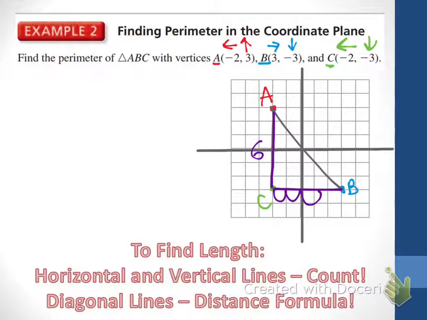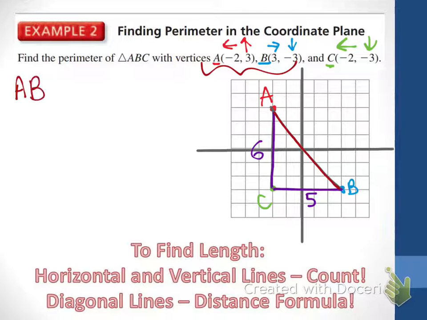The horizontal line at the bottom: 1, 2, 3, 4, 5. 5. It's totally fine. All right, and then the last one, you cannot count the boxes of a diagonal line. So what do we have to do? The distance formula. This is why it mattered that we labeled our points. Because what 2 points will I find the distance between? A and B. Just A and B. Sometimes it might be A and C or B and C, so you have to make sure you label those points to figure it out.